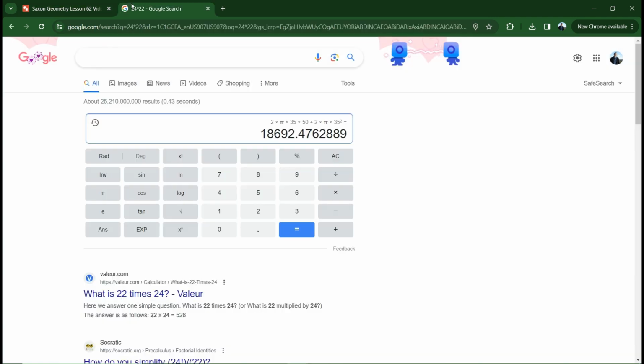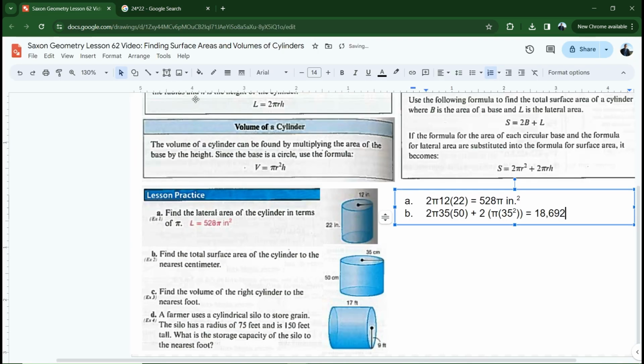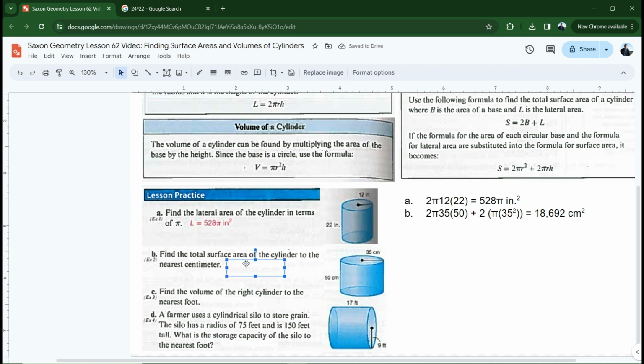Let me just double check that. Oh, no, it's going to round down because it's 0.47. So 18,692 centimeters squared. Let's just see that we did this one right. That's a lot. That's a big number. We're going to end up with big numbers for a lot of these.